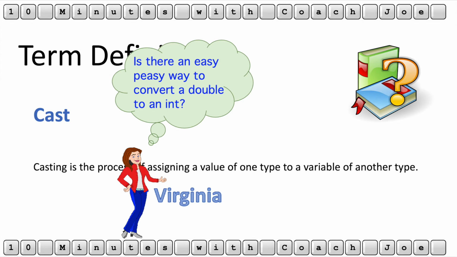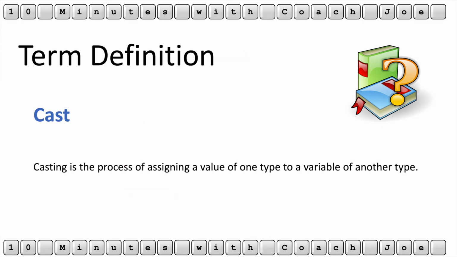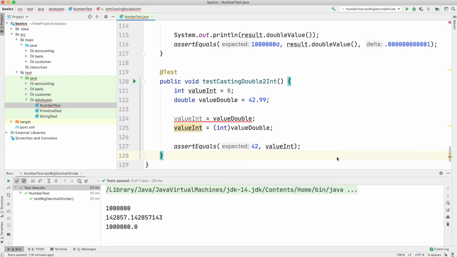There may be a situation where you need to save a double data type into an int data type. You can cast a value to another data type. Casting is the process of assigning a value of one type to a variable of another type. Here is a test that shows this example. Notice there is a compiler error if a double is stored into an int. Let's comment this line.